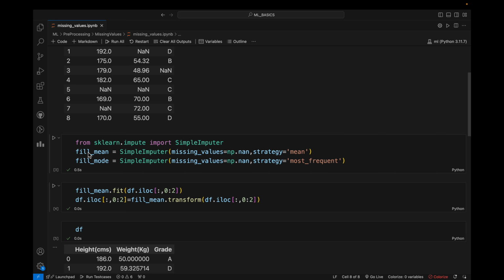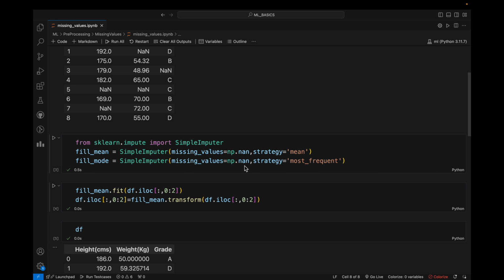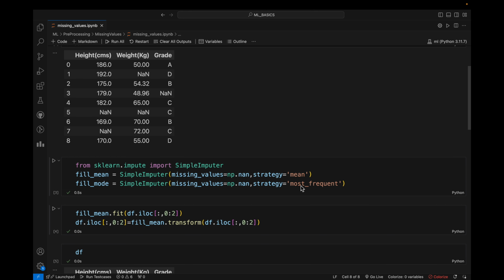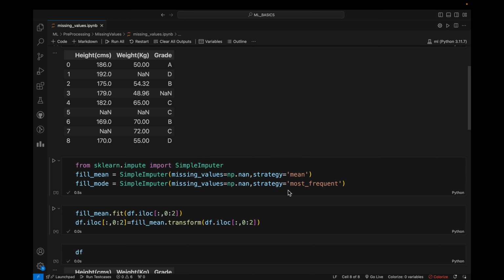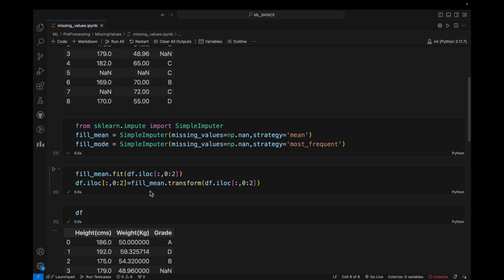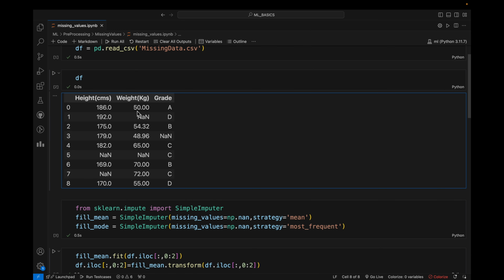Okay, and this I'm naming as fill mean. And similarly, I wanted to use the most frequent strategy as well, right? So that's why I'm creating another SimpleImputer variable, the same, but I'm telling the strategy to be most frequent. And then I'm just fitting the data. And while fitting, if you carefully observe, I'm selecting all the rows and only columns 0 and 1, that is height and weight columns.